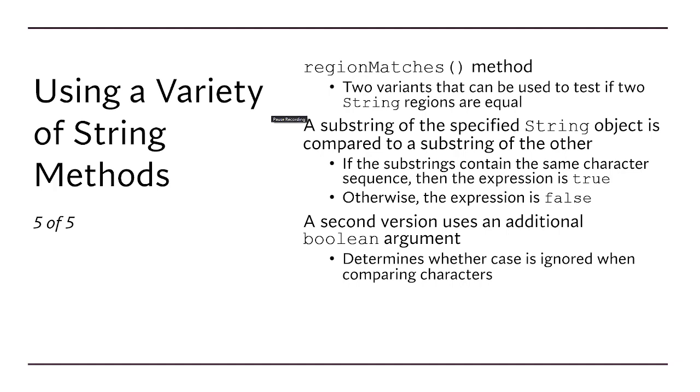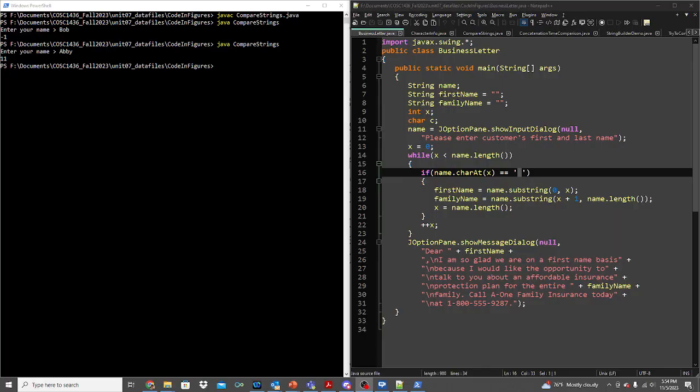Now, generally speaking, you're going to use all these methods yourself to figure out what to do within your programs, but let's see an example of someone that used these methods for something called BusinessLetter. So this is indeed BusinessLetter, and let's just walk through the program. You can enter a customer's first and last name. It's going to find out where the break is between the first and last name, and it's going to use that to show something in a graphical user interface dialog.